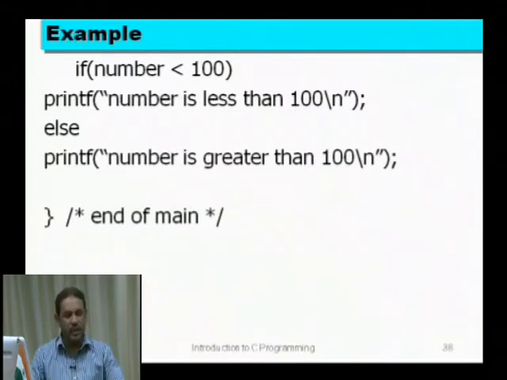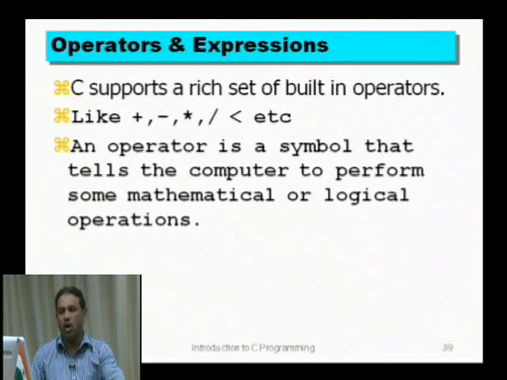Next, this was about the first topic. The next topic we need to discuss is operators and expressions. What do you mean by an operator? There is a large number of operators available, like we have seen in the previous topic, arithmetic operators, logical operators and so on. C supports a rich set of built-in operators, like addition, subtraction, multiplication, division, less than, etc. So, what is an operator?